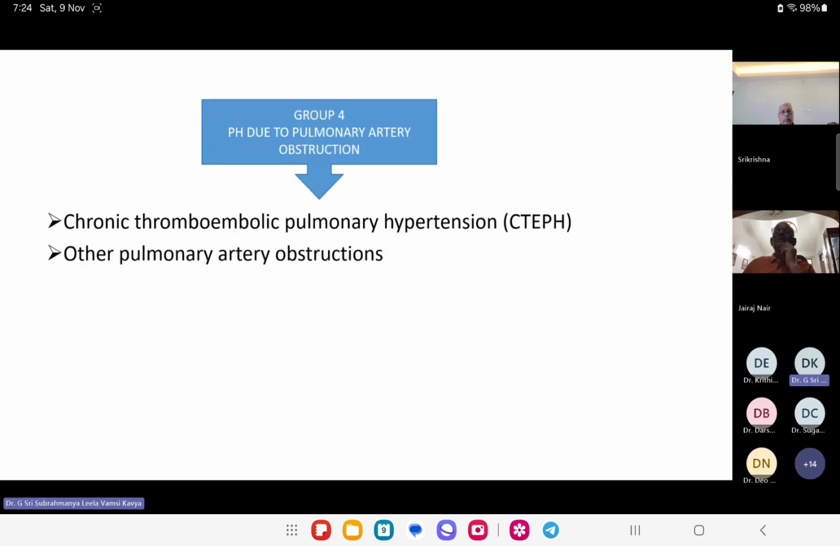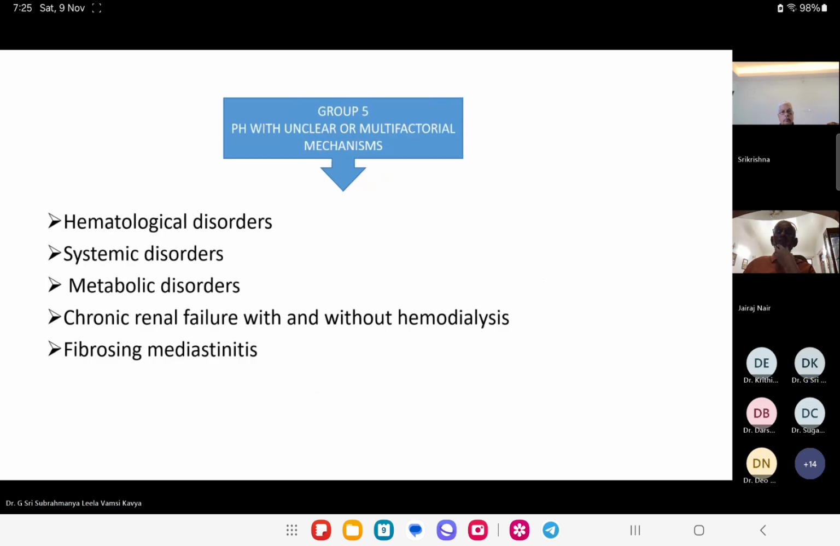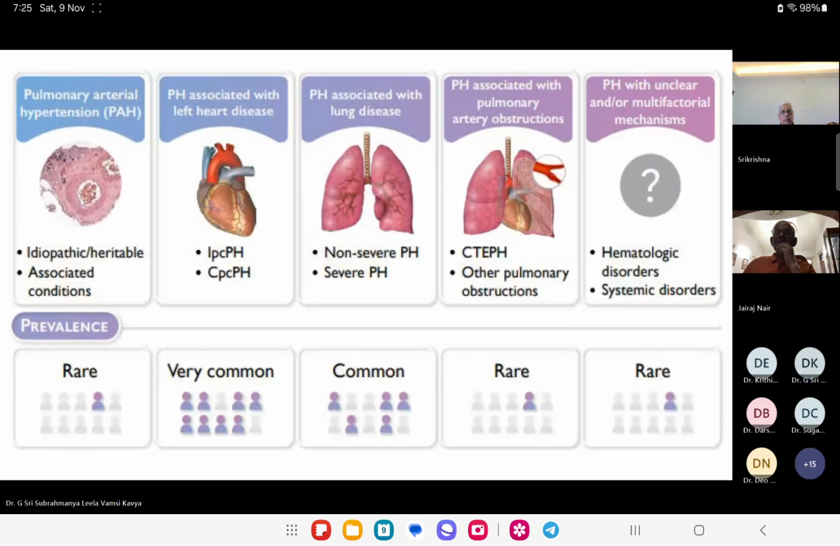Group 4 is due to pulmonary artery obstruction, that is chronic thromboembolic pulmonary hypertension and other pulmonary artery obstructions. Group 5 is with unclear or multifactorial mechanisms, including hematological disorders, systemic disorders, metabolic disorders, chronic renal failure with and without hemodialysis, fibrosing mediastinitis. The more common is the pulmonary hypertension associated with the left heart disease, and next comes the pulmonary hypertension that is associated with the lung disease.